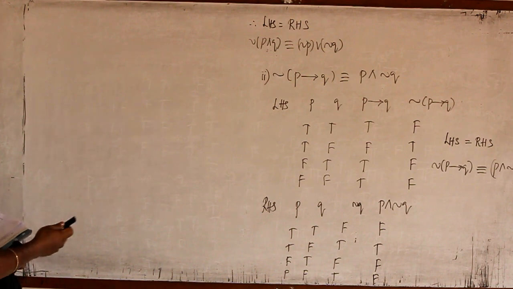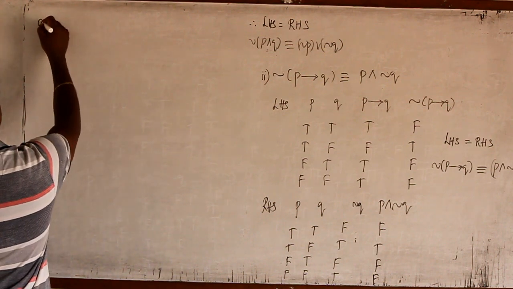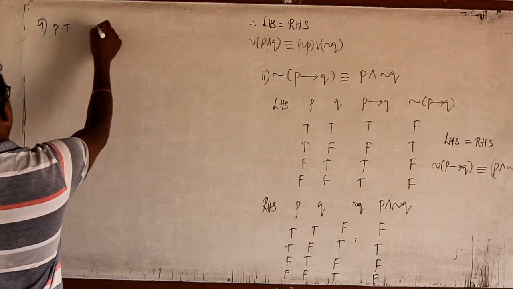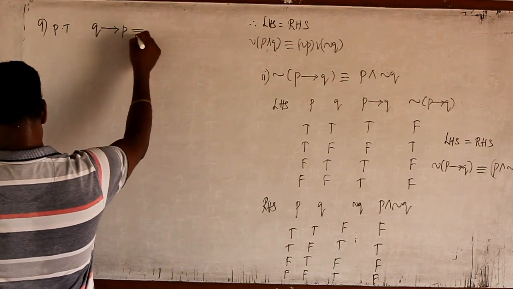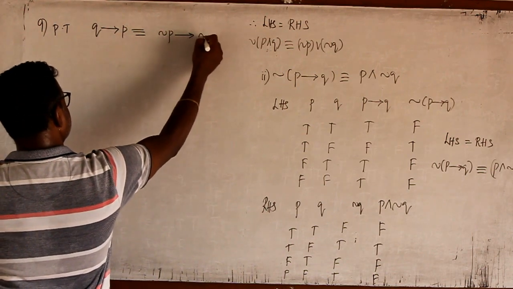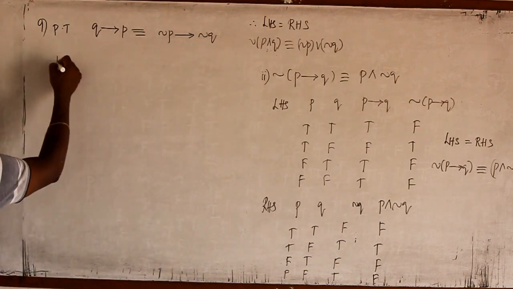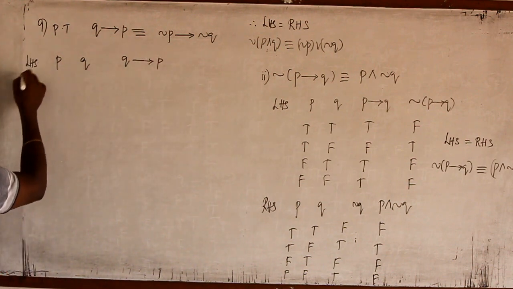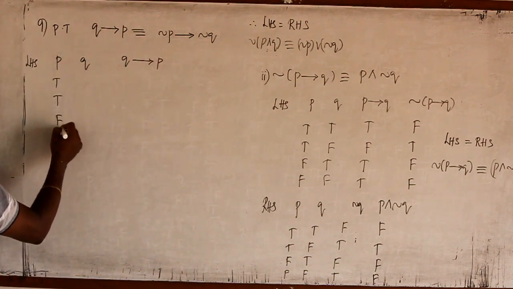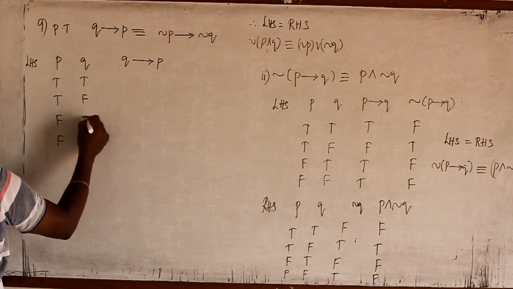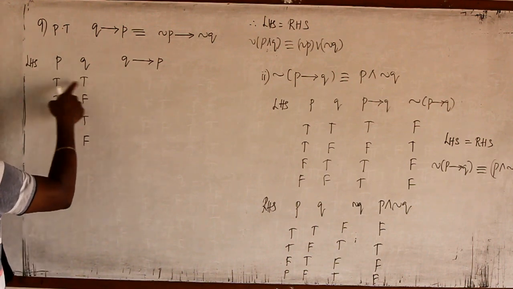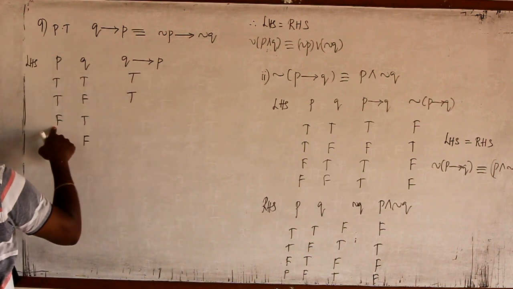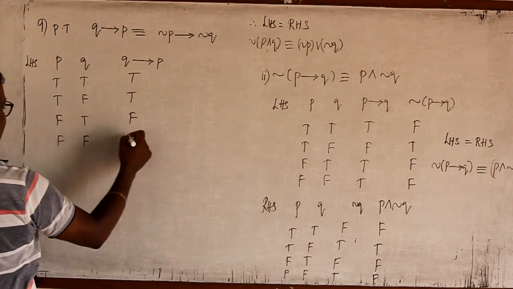Now, we shall go for the 9th problem. Prove that Q then P is congruent to negation of P then negation of Q. So I need P, then Q, then Q, then P. This is our left hand side. Two sets, so TT, FF, TF, TF. This one, 1 by 1, true. 0 by 1 is 0, is true. 1 by 0 is infinity, so false. 0 by 0 is true.